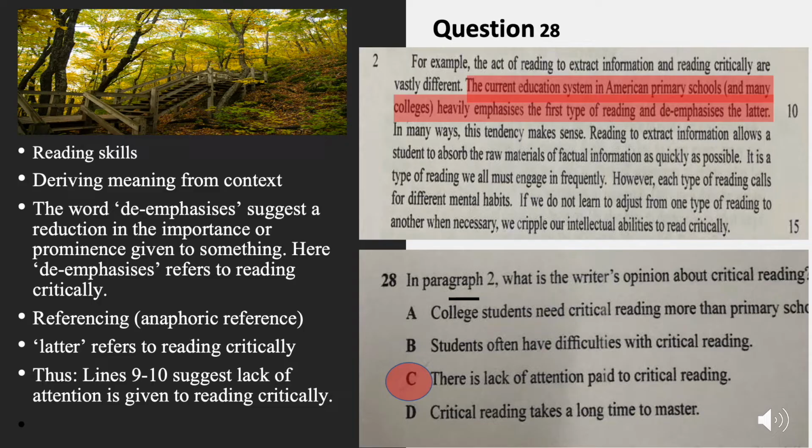Question number 28 in paragraph 2, what is the writer's opinion about critical reading? Here students need to choose the options given A, B, C and D. So the answer is C, there is lack of attention paid to critical reading. So why is the answer C? Here students need to refer back to paragraph 2, because in paragraph 2, line number 9 to 10 suggests evidence that reading critically is being less emphasized in the education system in American primary schools or colleges.